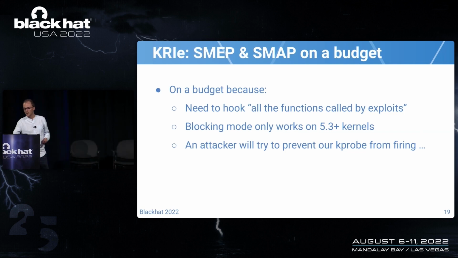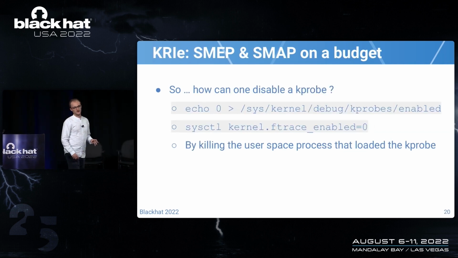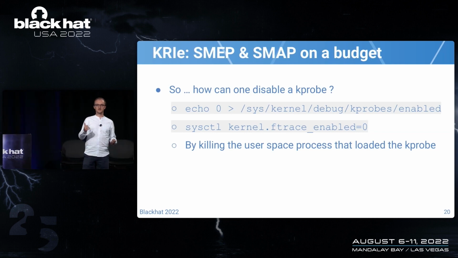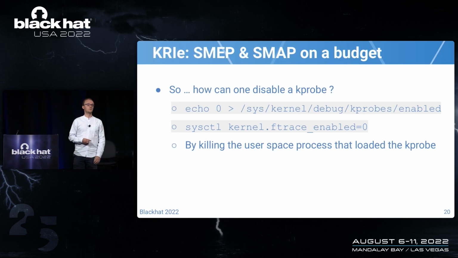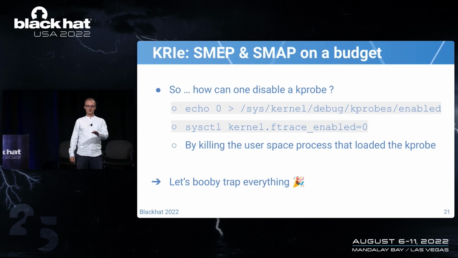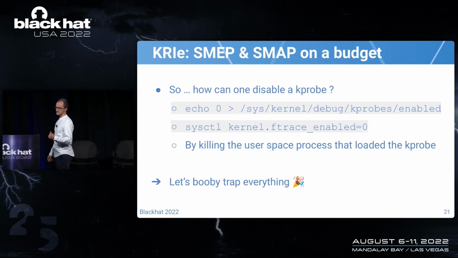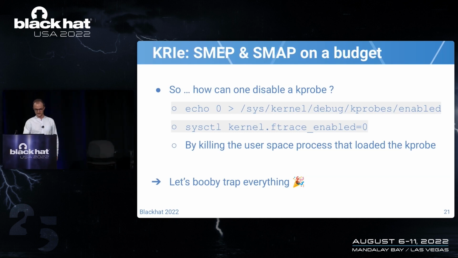All right, so game on. What would an attacker do to disable a kprobe? Well, as far as I know, there are three main ways to disable a kprobe. The first one is to use kprobes' enable interface. I'm going to talk about this one later. The second one is to use sysctl to disable ftrace_enabled. This is a global kill switch for all the tracing subsystems of the Linux kernel. And the last one is to kill the user space process that actually loaded the eBPF programs. Well, let's try to booby trap everything, right? I'm not going to talk about the last one a lot because it's probably the noisiest option and probably not the one that attackers are going to try first. So I'm just going to go over the first two.